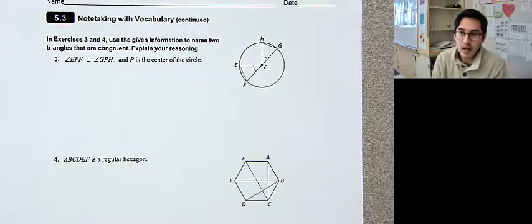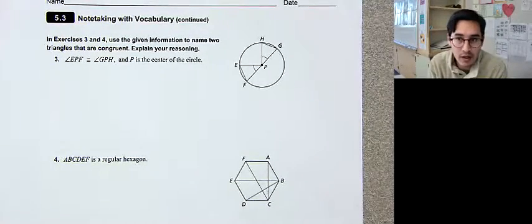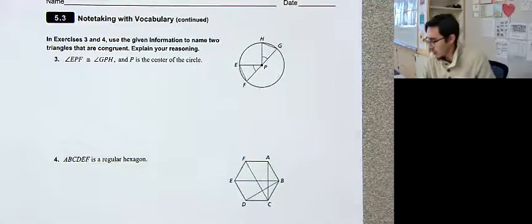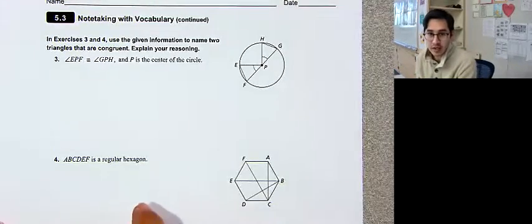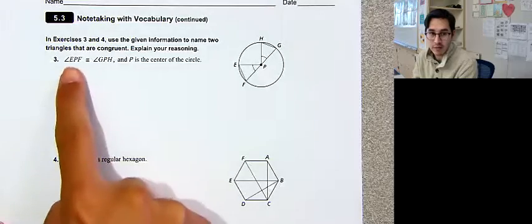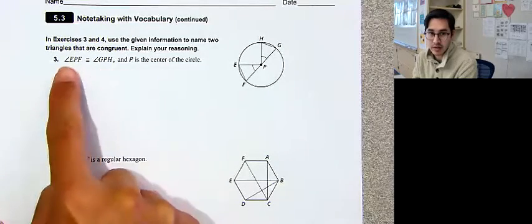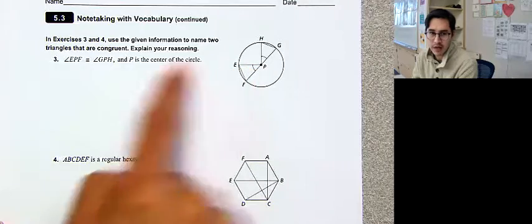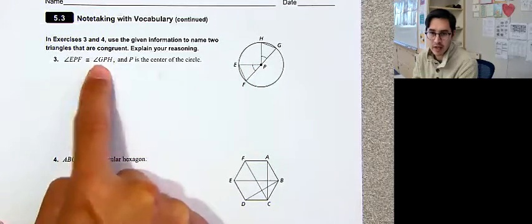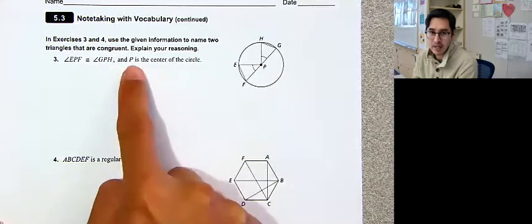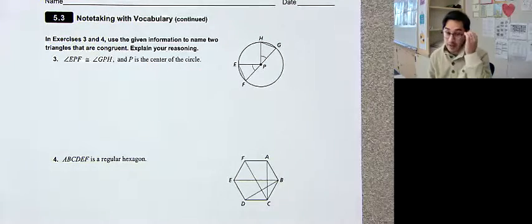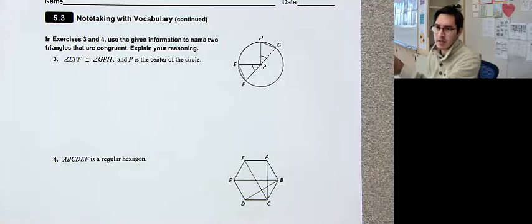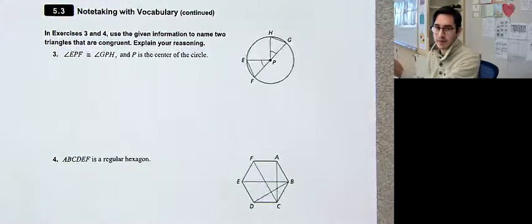All right, welcome back. This is video number 3 on the lesson about the side angle side theorem. So really what we're going to do here in question 3 is treat this as the given information. Angle EPF, which is this one right here, is congruent to angle GPH, which is right there, and P is the center of the circle. Even though this isn't presented as a proof, I'm going to try to answer it as a proof.